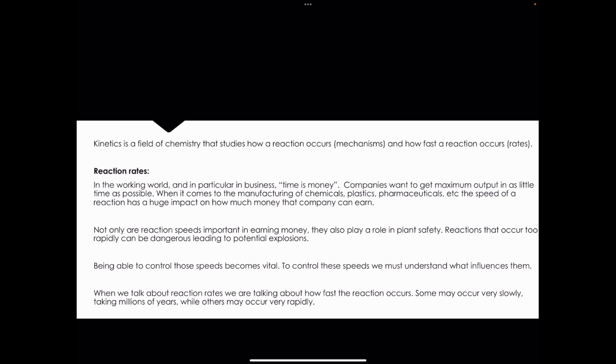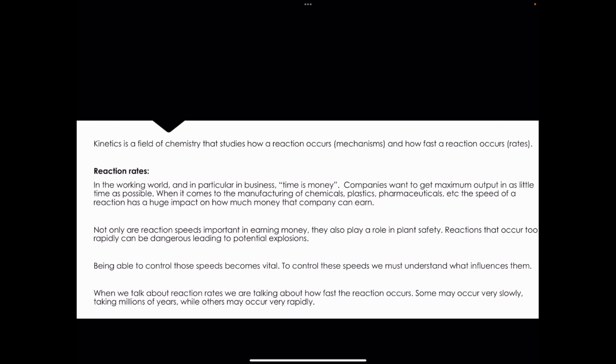Not only are reaction speeds important in earning money, but they also play a role in plant safety. Reactions that occur too rapidly can be dangerous, leading to potential explosions. Being able to control those speeds becomes vital. To control these speeds, we must understand what influences them.